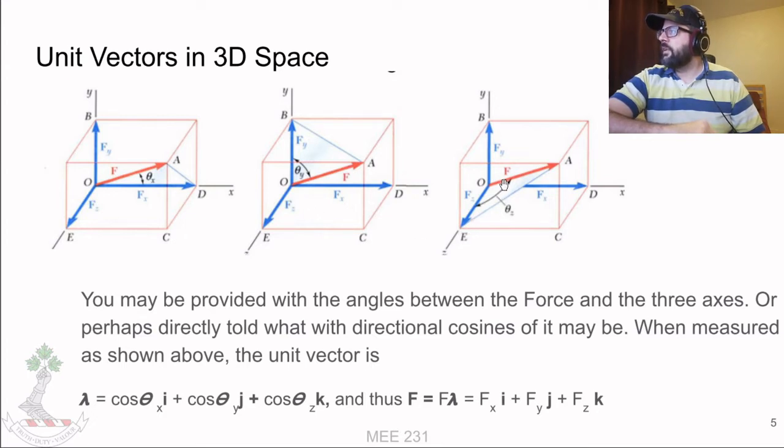It's the angle directly between these two, and it's not necessarily the same thing as if you were measuring a projection of this force down onto a different plane and then measured. The plane upon which you're measuring this angle is a plane that contains the origin, this A point here, and some point along the axis in question.